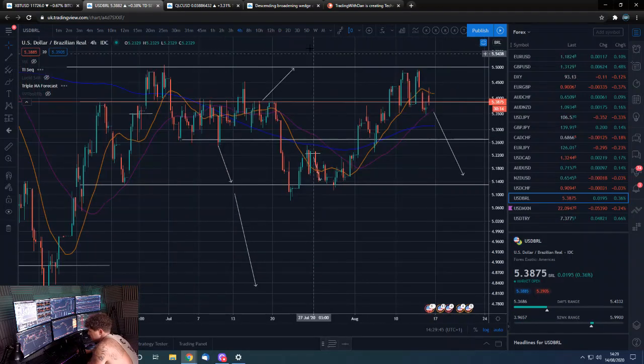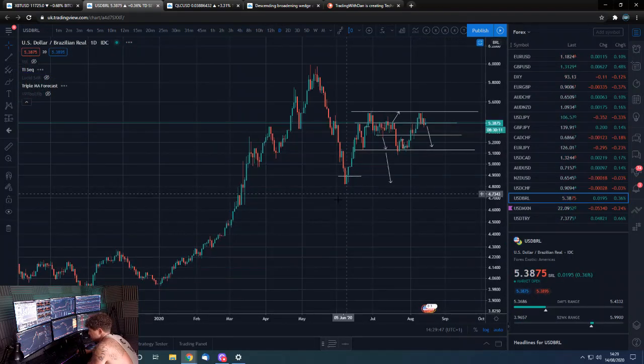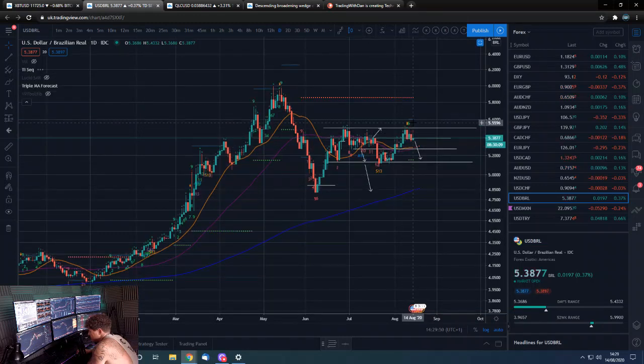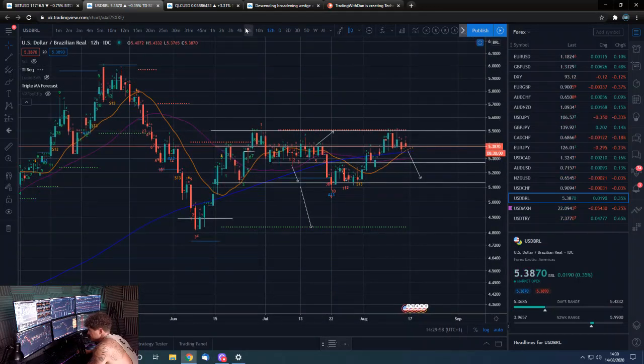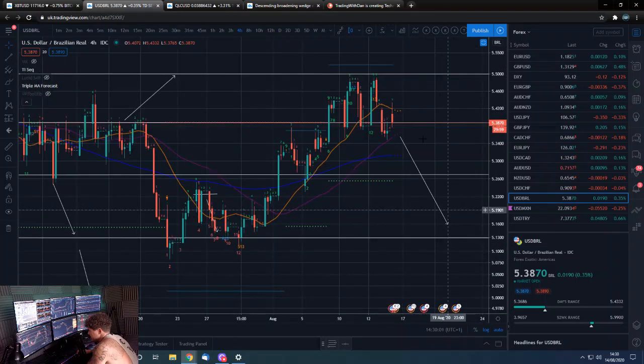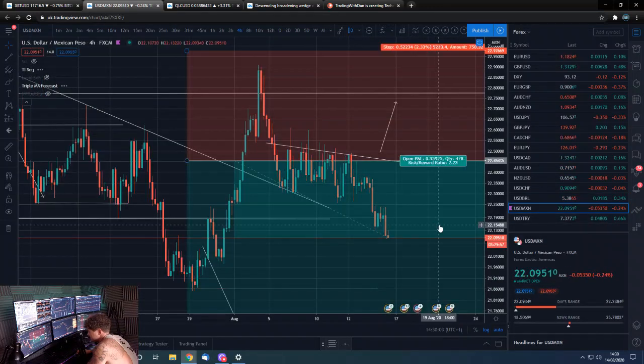US dollar, Brazilian real, not doing a lot. Just in this range, not doing much. Nice daily 9, which we are selling off from, as you would expect. 12 hour, nothing really to read off that. 4 hour, just nothing really to read off that. How's the Mexican peso going?